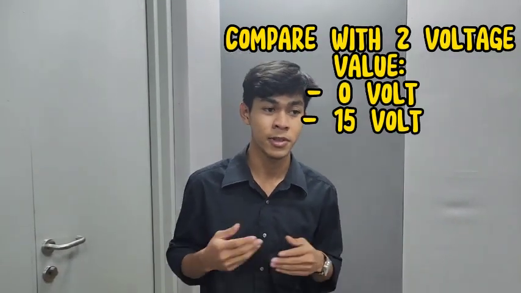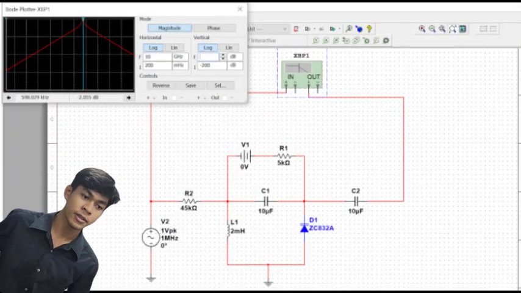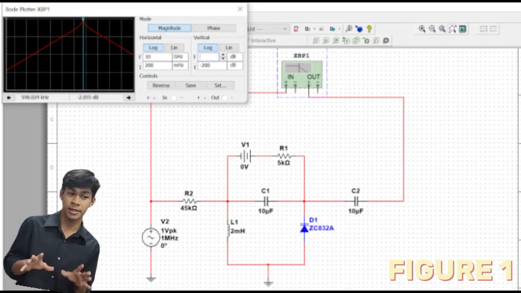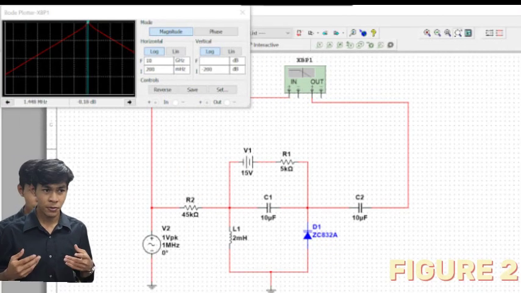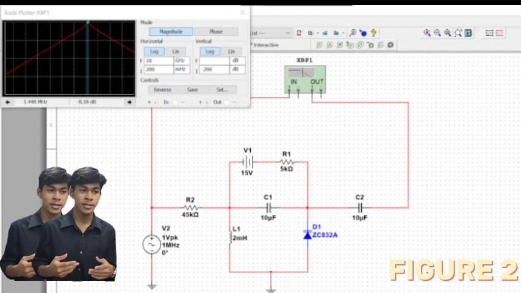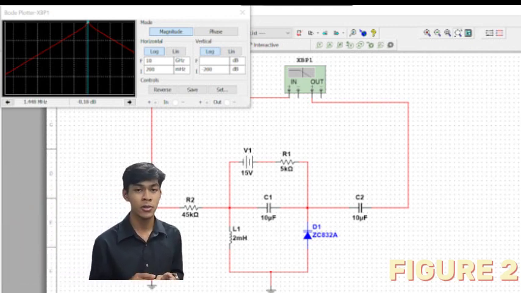In order to show the principle, we are using two values of DC voltage, which are 0 volt and 50 volt. This makes it easy to compare the difference and what happens if the voltage is increased. These two figures will show you what you need. From the values that we got, we can see that when the voltage increases, the capacitance decreases and the frequency also increases.